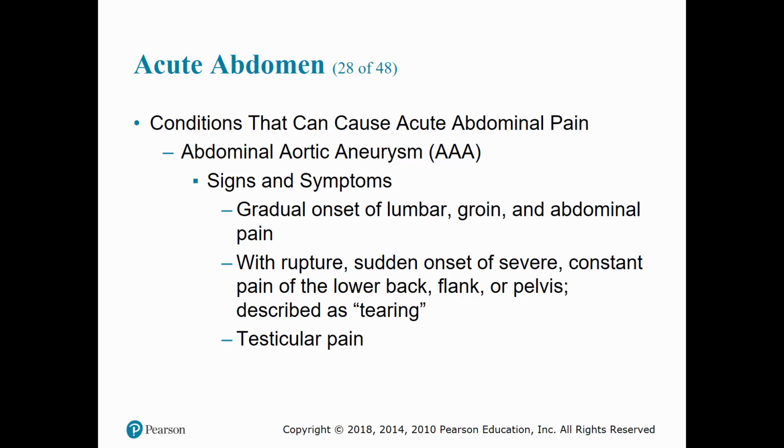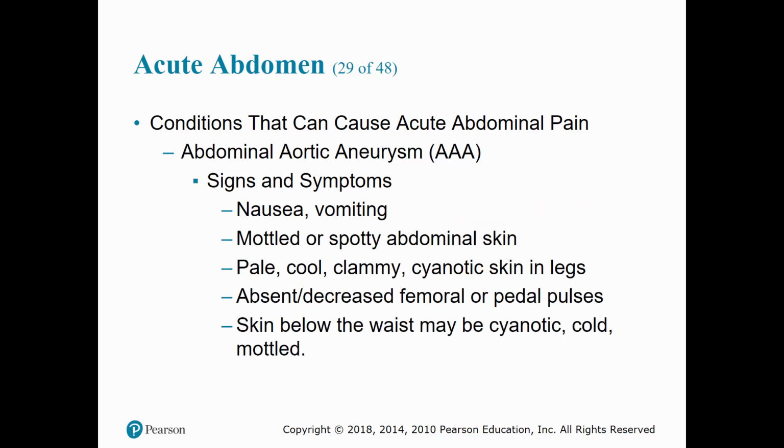These patients will often present with nausea, vomiting, and very mottled or spotty abdominal skin. They'll be pale, cool, clammy, cyanotic, very shocky looking. They'll have absent or decreased femoral or pedal pulses because there's a blood flow interruption if you have a dissection or aneurysm. And skin below the waist may be cyanotic, cold, or mottled.